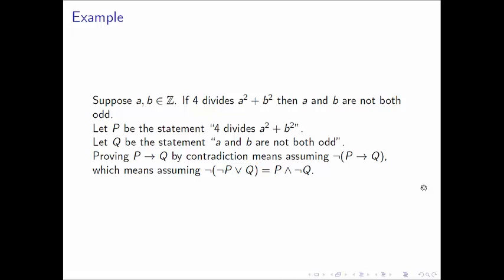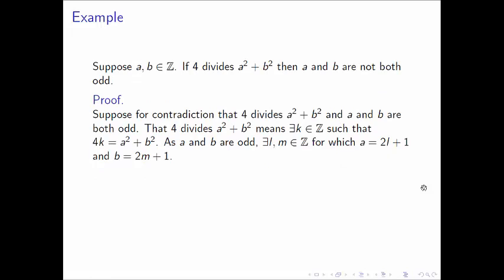If you read that all together, it begins with: suppose for contradiction that statement P, 4 divides a squared plus b squared, and the negation of statement Q. The negation of a and b are not both odd is that a and b are both odd. Convince yourself of that and reread the first line. Suppose for contradiction that 4 divides a squared plus b squared and a and b are both odd. Perhaps you can see the versatility of proof by contradiction already. That gives us a lot of assumptions that we can work with to hopefully arrive at our contradiction. Three assumptions: 4 divides a squared plus b squared, a is odd, b is odd.